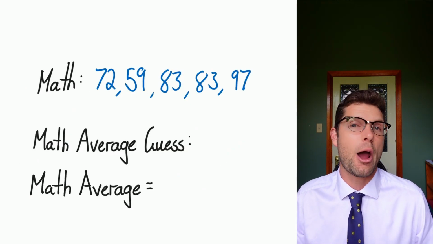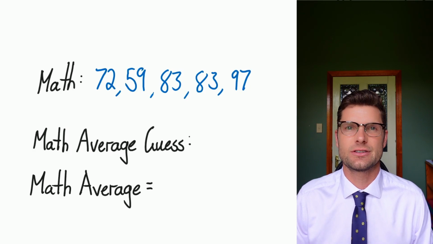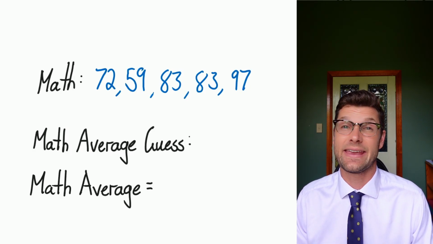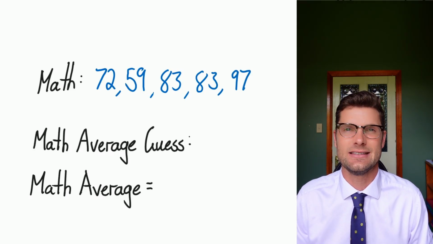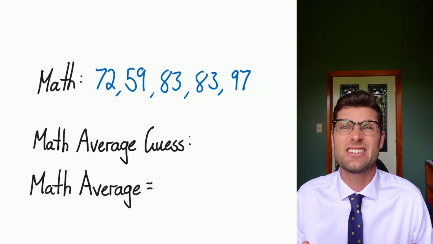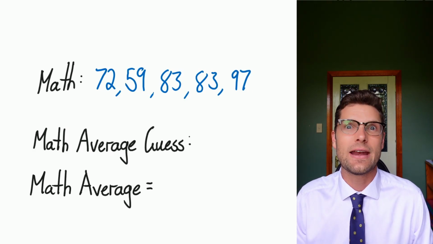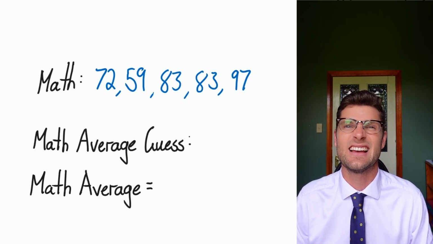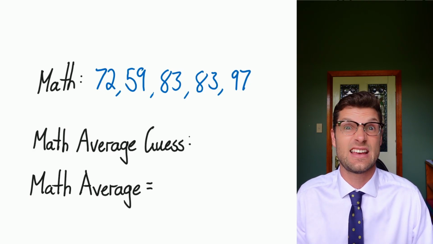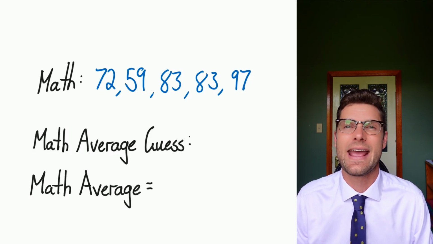Let's have a look at what our average is for our maths results. Before we get going, I want to have a guess. My lowest mark is 59 and my highest mark is 97, so I'm going to guess a number that's in between there. Those two 83s definitely help me out, and then that 72 would probably pull me back again. So somewhere between 72 and 83 would be a really good answer.